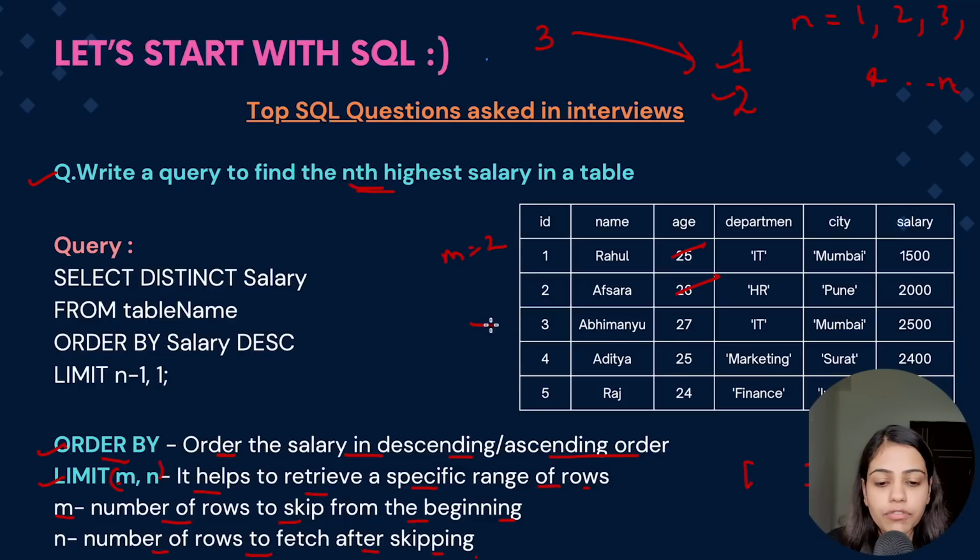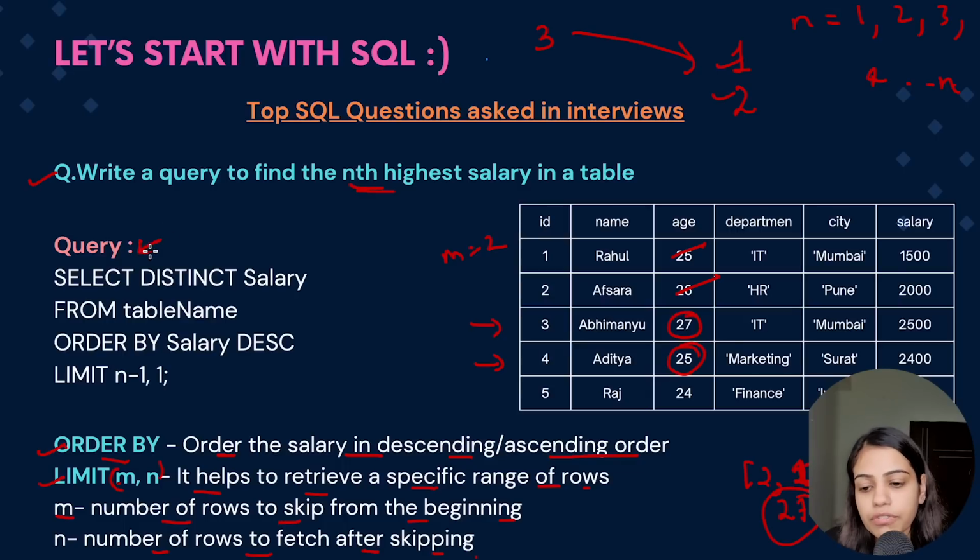Consider I want to fetch the 3rd and 4th rows. So I can give the value of m as 2 and n as 2. It will skip 2 rows and give me 27, 25. Now consider if I give the value of n as 1. It will only give me 27. So in this way this m and n works. Now let's see the query.